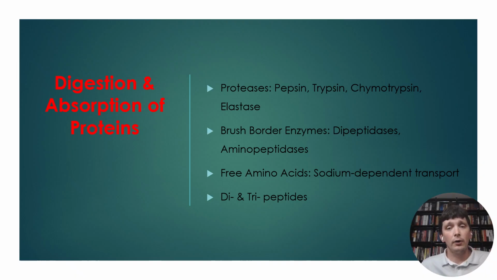Protein digestion starts in the stomach with pepsin. Then, in the small intestine, enzymes like trypsin and chymotrypsin break proteins down further. Brush border enzymes finish the job by breaking peptides into free amino acids and small chains. Free amino acids are absorbed using sodium-dependent transporters. Di- and tripeptides are also absorbed and broken down inside the cells. This way, we can fully use the proteins from our diet and get as much as we can out of whatever we eat and consume.